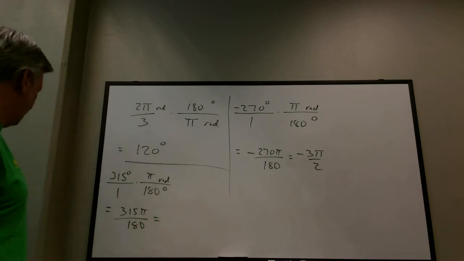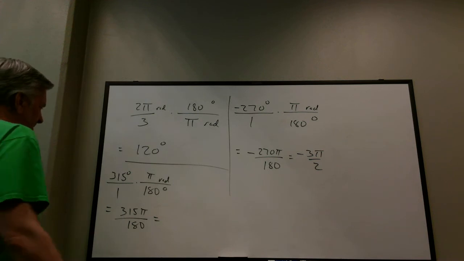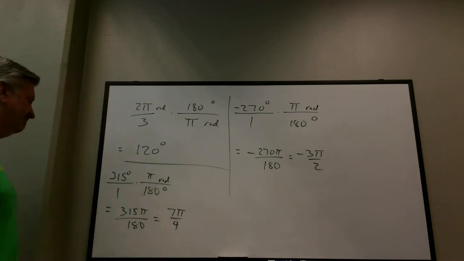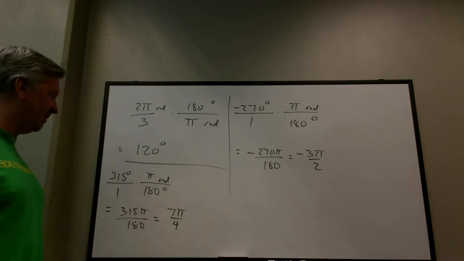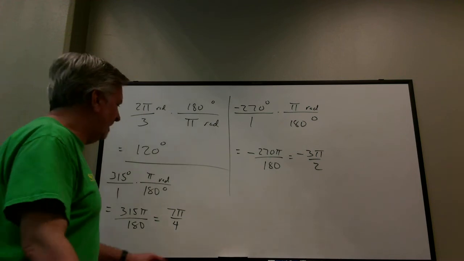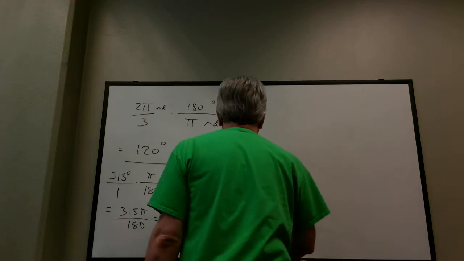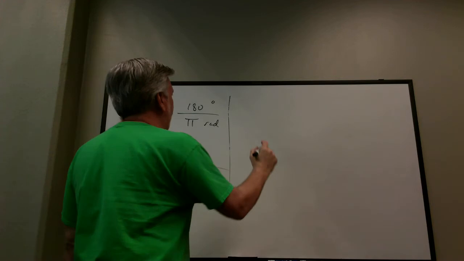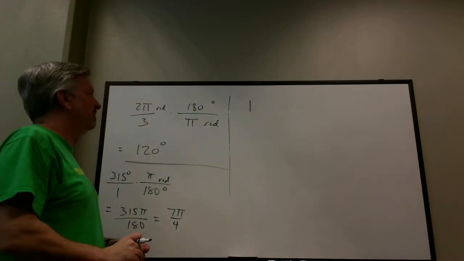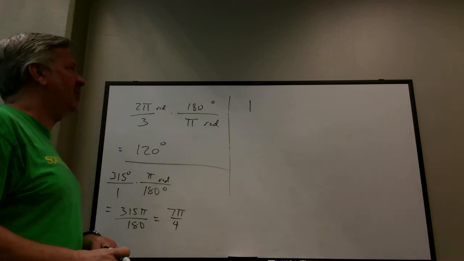Now what goes into both of those? 45 goes into those. That's 7 pi over 4, I believe. Again, you don't have to write radians, but if you do, that's fine. Okay, so hopefully you got that one right. And then the last one here is 1. Now what is that? 1 what? Well, there's no degree sign, and therefore that's 1 radian.